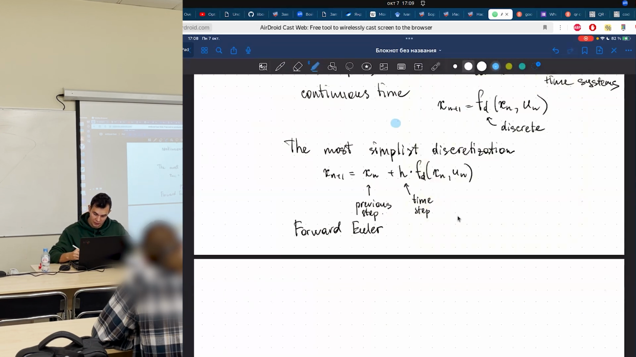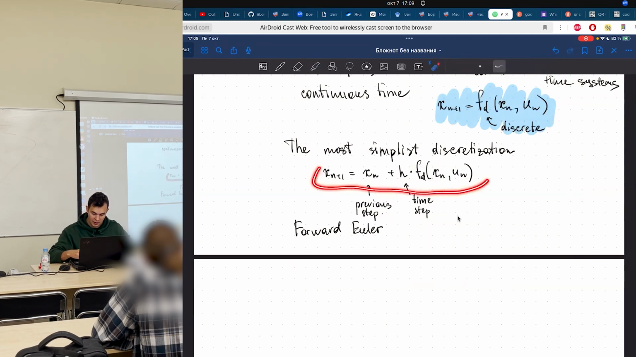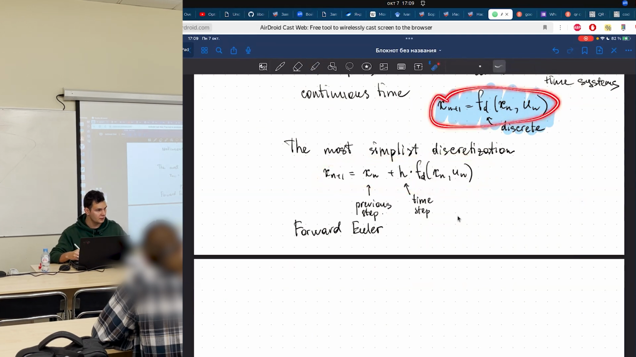This is the general form, and that one is a specific way how we solve this. In general, the next step is some kind of function, and how do we compute it? If we compute it like this, it's called forward Euler. So there is a name.